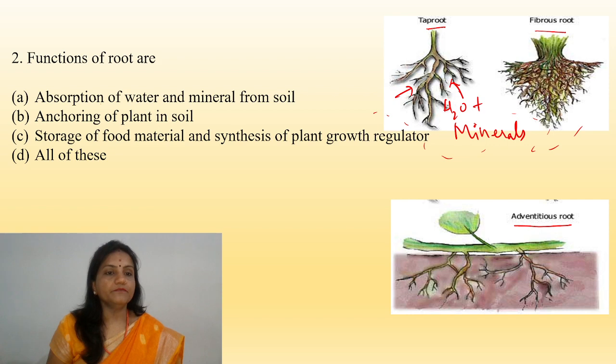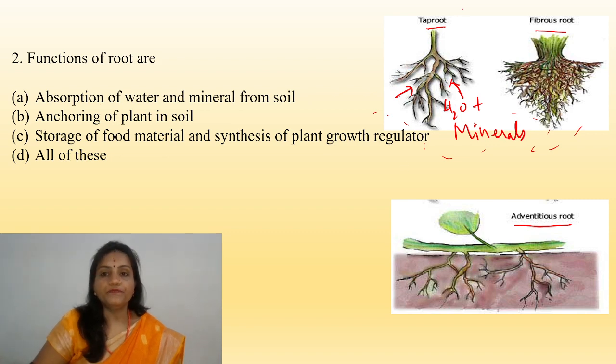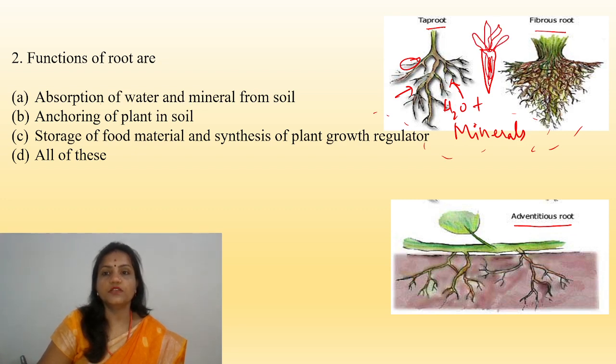Then storage of food material and synthesis of plant growth regulators. Some roots are modified in order to store food, like the carrot that we'll be discussing in the coming slides. So some roots are modified for the purpose of storing food. They store the food here, so this option is also correct.